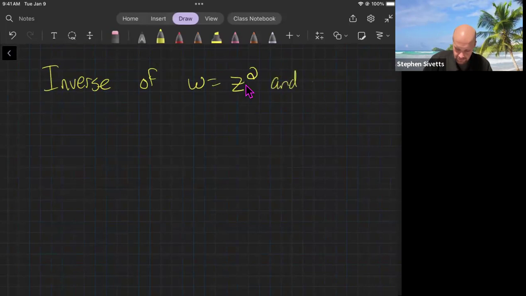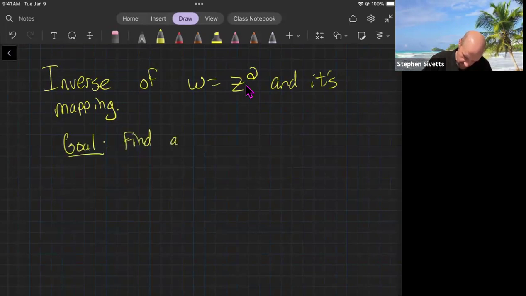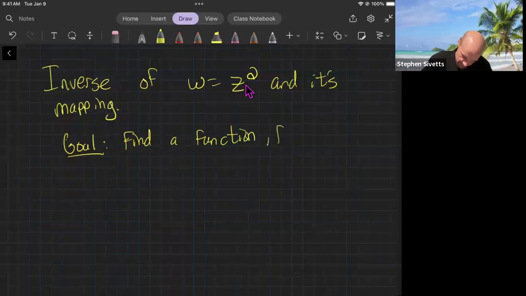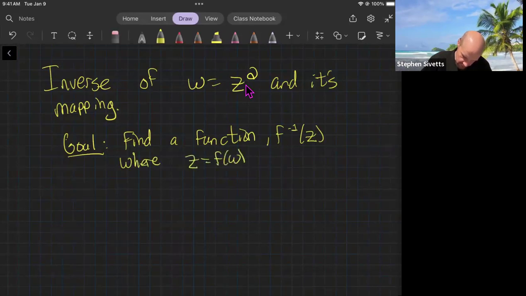And its mapping. The goal this time is to find a function F inverse of Z, where Z is equal to F of W. So suppose that Z is equal to W squared.